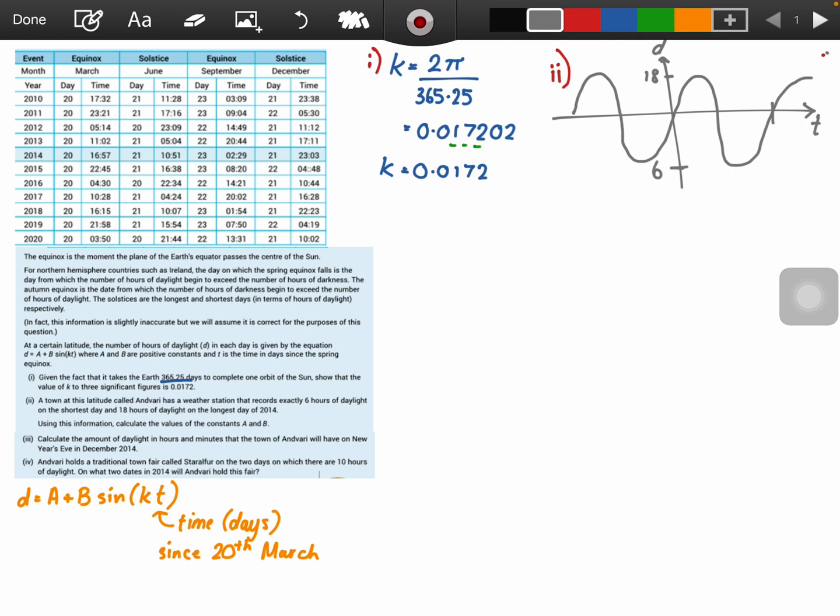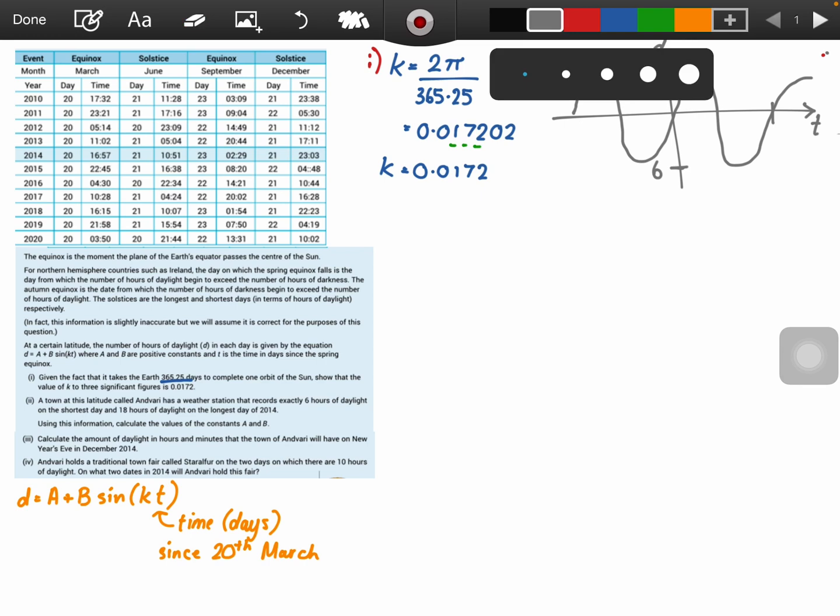Now, constant A is the halfway between 6 and 18. There are 2 ways to think about this. A is always going to be the horizontal midway line, the y value for that. You also could think about it as the fact that for daylight to start being more than darkness, or darkness to start being more than daylight, it has to go past that 12-hour mark. When it's that horizontal midway line, it's exactly halfway between 6 and 18.